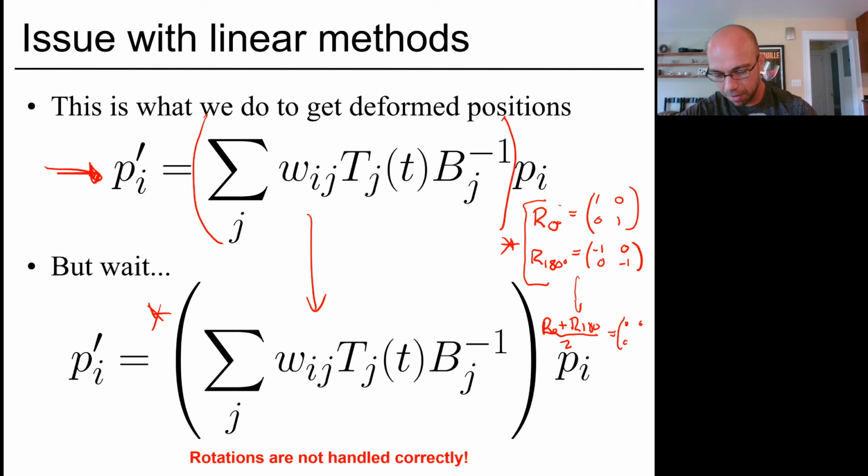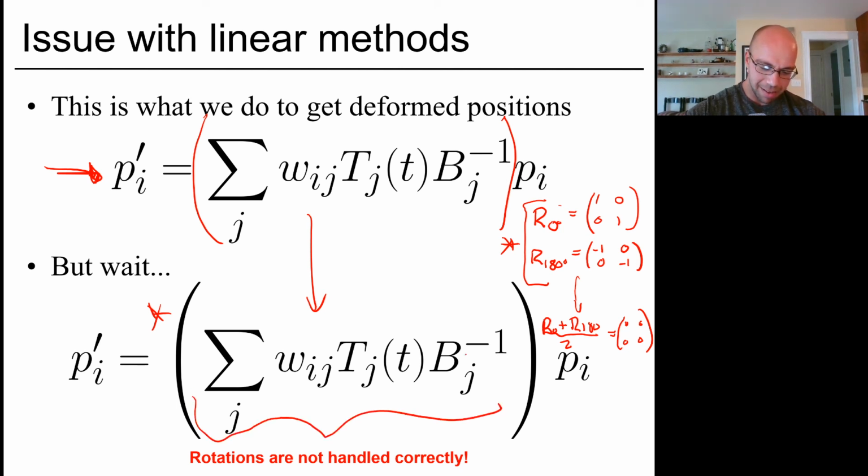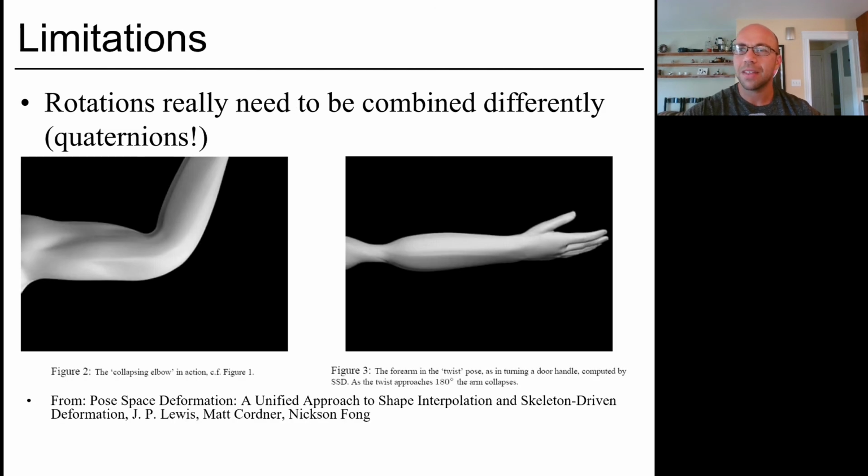I get 0, 0, 0, 0. Is that a rotation matrix? No. So that's where SSD is a bit of a hack. This method is averaging transformations, and averaging matrices has some really weird effects. Like if I average rotations together, I don't get a rotation. And that's what's causing these crazy effects.